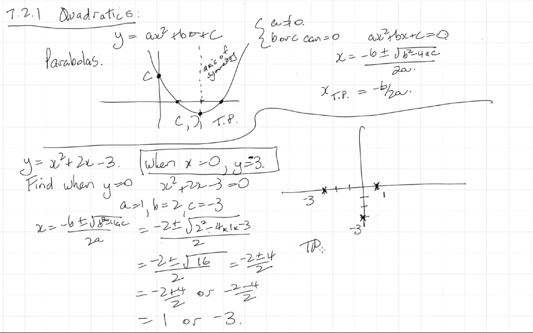The turning point, so the x value of the turning point is minus b on 2a. Now b is 2, so that'll be negative 2 over 2, which is equal to negative 1. So that's the x coordinate of the turning point.